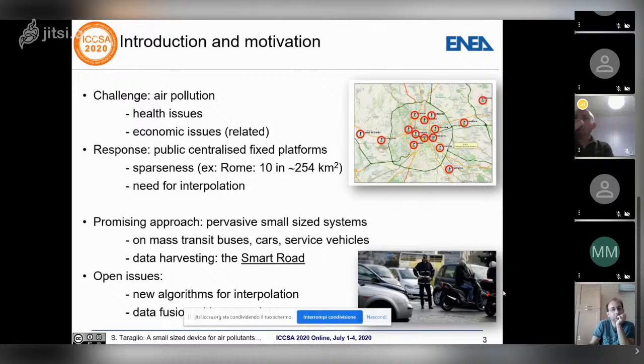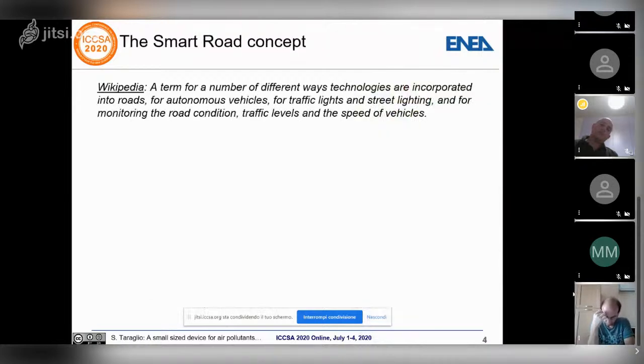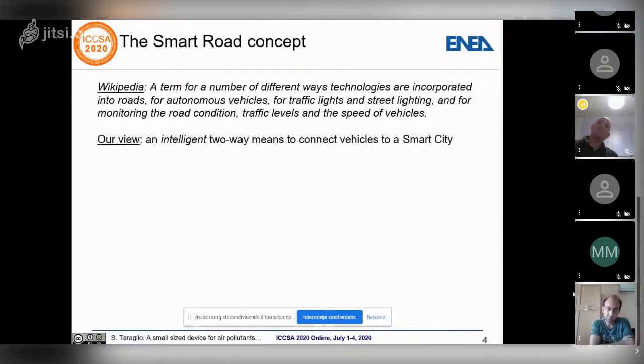So there are some open issues related to the interpolation algorithm, but also related to the data fusion of those data coming from different sources and sensors. So starting from the smart road concept, we have a definition provided generally by Wikipedia, for which the smart road is an ensemble of technologies incorporated into roads for autonomous vehicles, traffic lights, street lighting, for monitoring road condition, traffic levels, and the speed of vehicles.